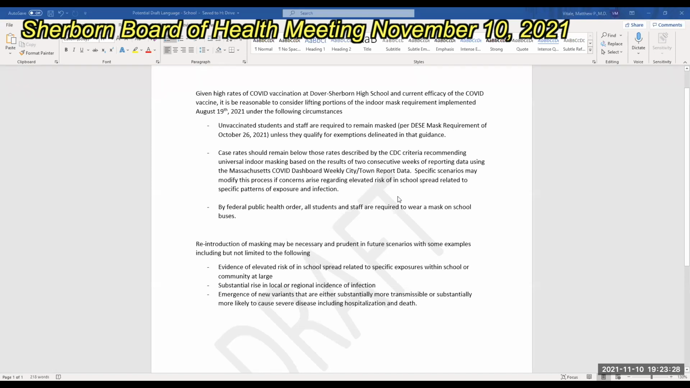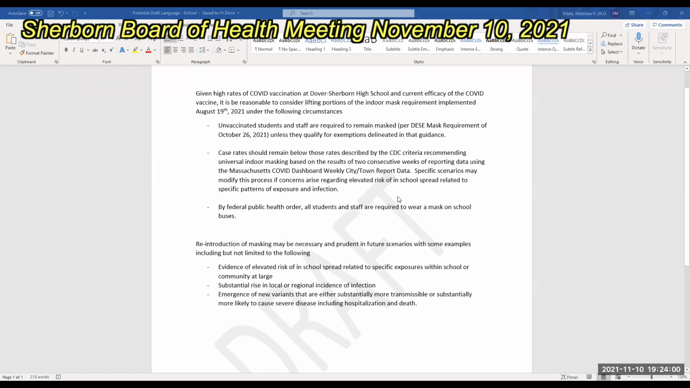So pausing at this bullet point, this is part of the current active state requirement, and we don't get to decide. This is from DESE, and so we are the implementers here. Case rates should remain below those rates described by the CDC criteria recommending universal indoor masking based on the results of 2 consecutive weeks of reporting data using the Massachusetts COVID Dashboard Weekly City-Town Report.